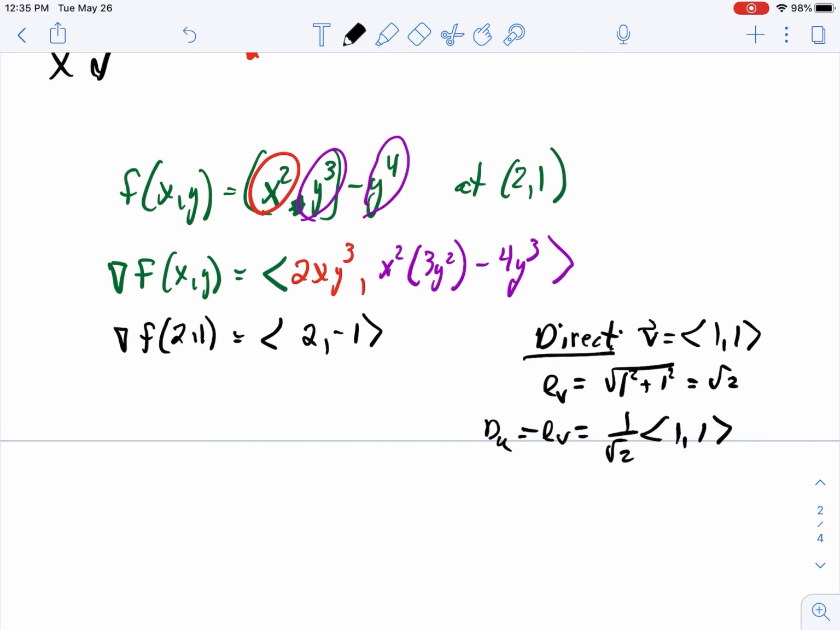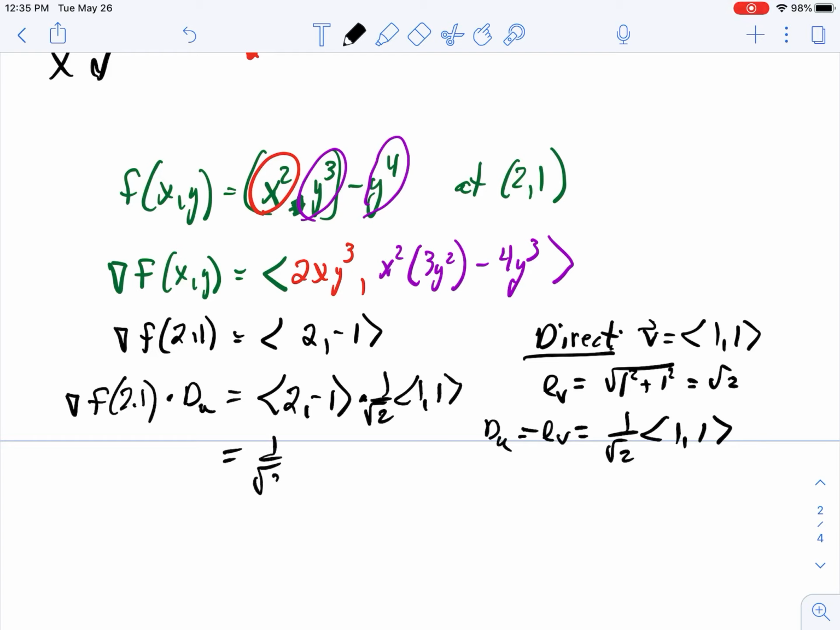But that's what we refer to as our directional piece. Okay. So now if we take a del f of 2, 1 and multiply it by my directional derivative, we're going to go 2, negative 1, dot it with 1 over root 2 of 1, 1. Okay, so I'm going to pull out my scalar, and what we have here is 2 plus negative 1, which basically is 1 over root 2.